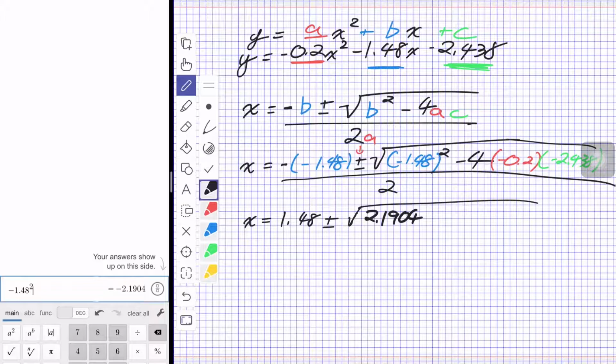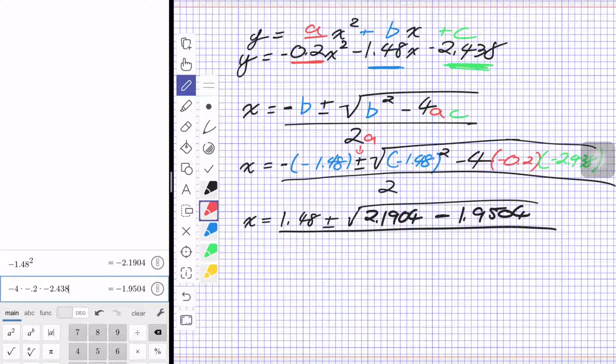On this one here, we have negative 4. So we'll do another one here. Negative 4 times negative 0.2 times negative 2.438, is it? I believe so, yeah. So 3 negatives, that's going to be a negative value, so we're going to be subtracting. And I got 1.9504. Wonderful. All of that is over, and I did forget to write the A value down here. 2 times that, which is actually just going to be negative 0.4. That is one I can do in my head.